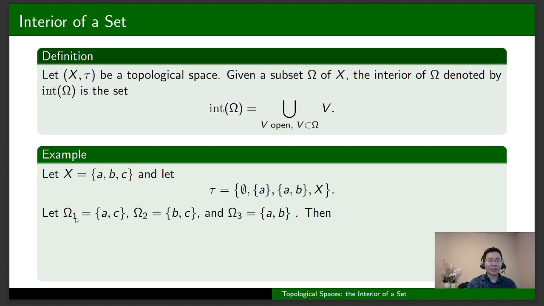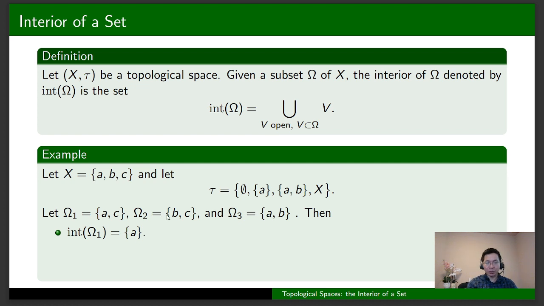Let's look at the set omega 1. The set omega 1 consists of two elements, A and C. In order to find the interior of omega 1, we are going to find all open sets that are subsets of omega 1. The empty set is open and it is a subset of omega 1. This single point set is open. It is a subset of omega 1 as well. These sets are open, but they are not subsets of omega 1. Therefore, the interior of omega 1 is the union of the empty set and this single point set. So it is this single point set.